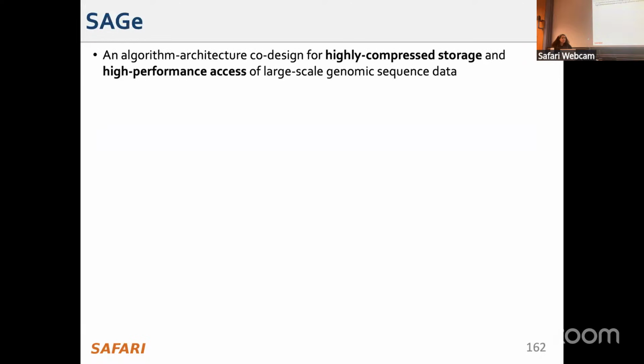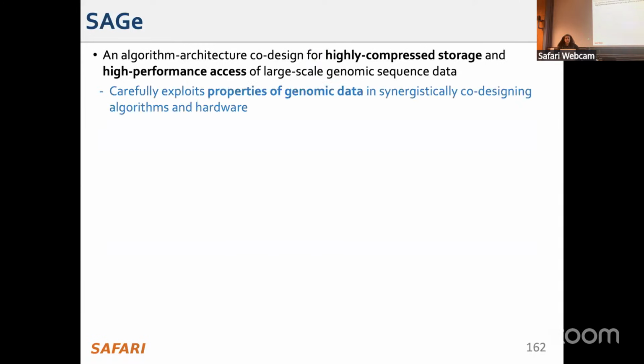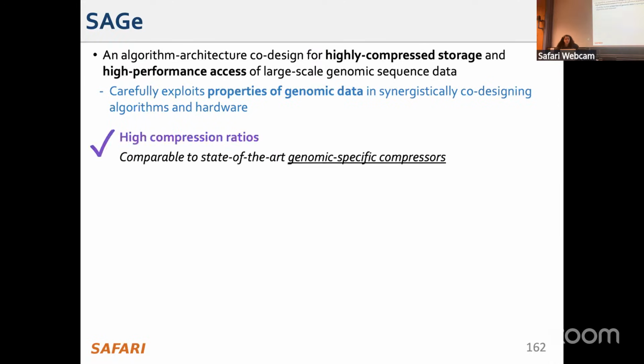So our design, Sage, is an algorithm-architecture co-design for highly compressed storage and high performance access for large scale genome sequence data. What it does is carefully exploit the properties of genomic data in synergistically co-designing algorithm and hardware, such that we have high compression ratios comparable to state-of-the-art genomic specific compressors. Genomic specific compressors are different from general purpose compressors, because general purpose compressors are very ineffective in compressing genomic data as they fail to catch the long-range similarities in DNA data.